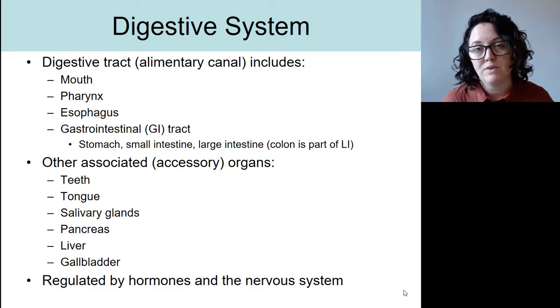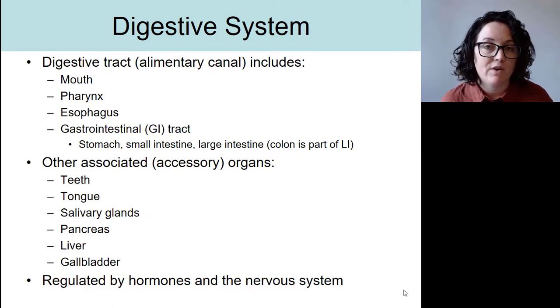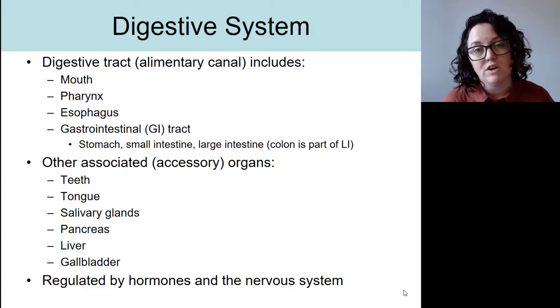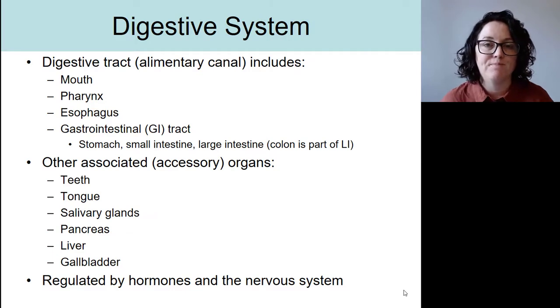The digestive tract is the word we use to talk about all of the parts of the body that food will come into contact with. An old-fashioned term for this is alimentary canal. The digestive tract includes the mouth, pharynx, esophagus, and the gastrointestinal tract. The gastrointestinal tract is what it sounds like. Gastro means stomach. Intestinal means intestines. So the gastrointestinal tract is the stomach, the small intestines, and the large intestines. Part of the large intestine is called the colon, but there are other pieces to the large intestine, as we will learn about in another video.